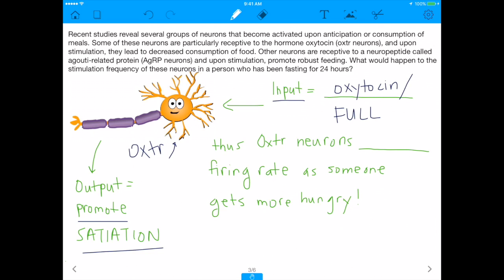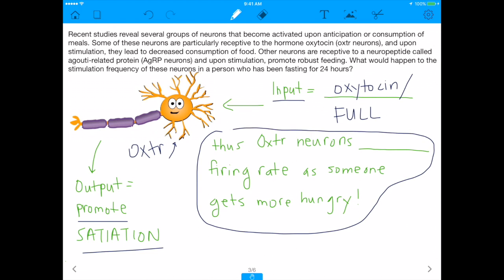So now let's apply this to our question. Our question says, what would happen to these OXTR neurons, assuming that you have been fasting, right? You have been fasting for 24 hours. If you've been fasting for 24 hours, are you full? No, you're probably not full. If anything, you're very, very hungry. So this whole process of promoting satiation is likely less likely to occur because you literally are not full at all, right? Your body is hungry. So you don't want to promote satiation. You actually want to decrease this. You want to decrease this feeling of satiation because you're so hungry at this point.